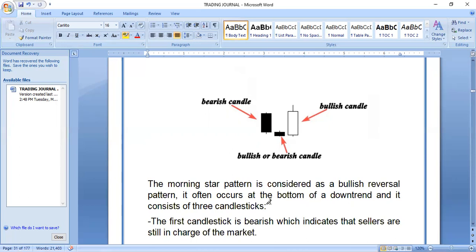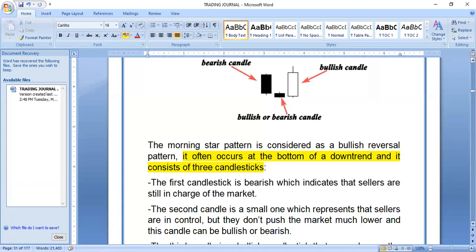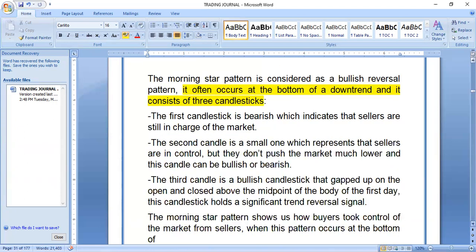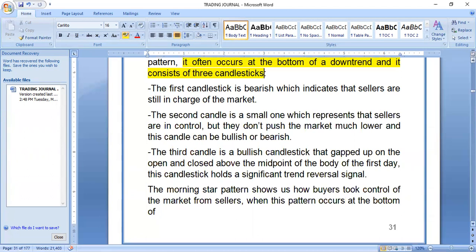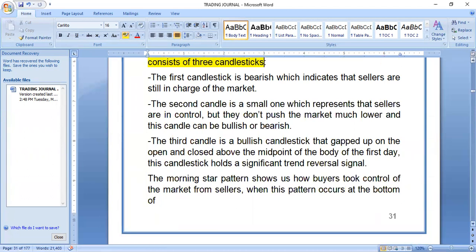It often occurs at the bottom of a downtrend, just like I've said. It consists of three candlesticks. The first candlestick is bearish, which indicates that sellers are still in charge of the market. Then the second candlestick is a small one, which implies sellers are in control, but they don't push the market much lower. The third candlestick is a bullish candlestick that gapped on the open and closed above the midpoint of the body.